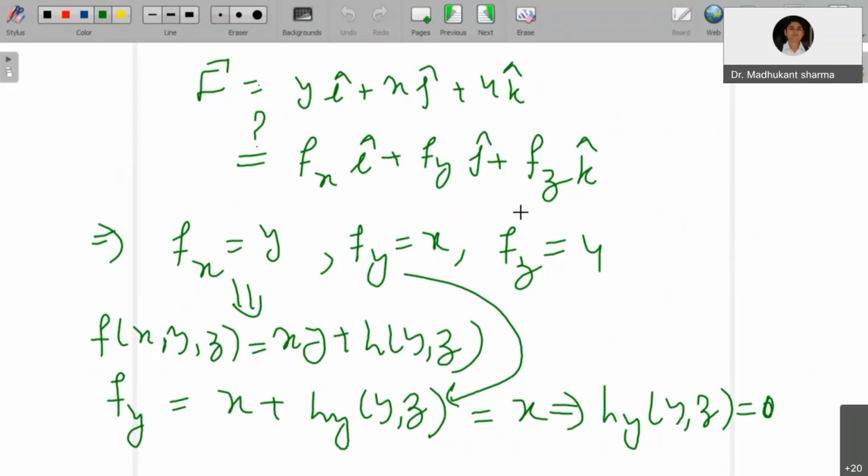Similarly, I think in the M dx plus N dy exact differential equation also, we have done similar things.